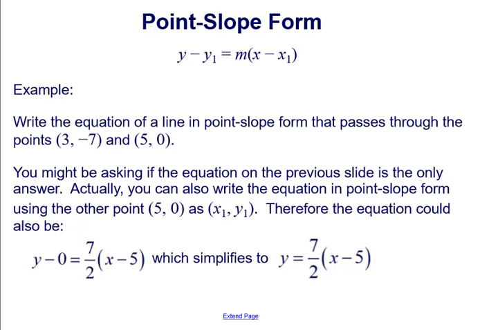Now, you might be asking if the equation on the previous slide is the only answer, because we used the ordered pair 3, -7. But actually you can also write the equation in point-slope form using the other point, 5, 0, as x1, y1. The slope is still going to be 7/2, but now our y1 is 0 and our x1 is 5, and if we simplify y minus 0, we get the equation y equals 7/2 times the quantity of x minus 5.